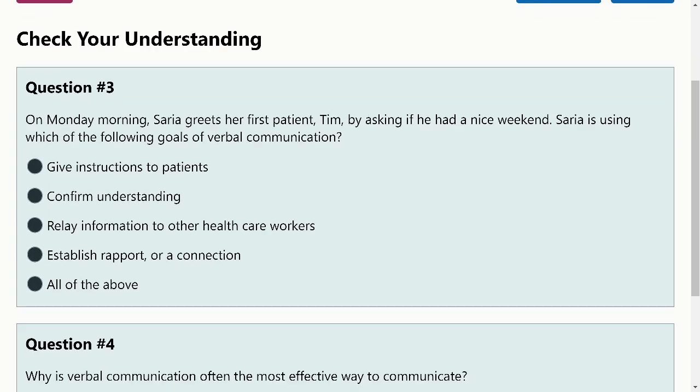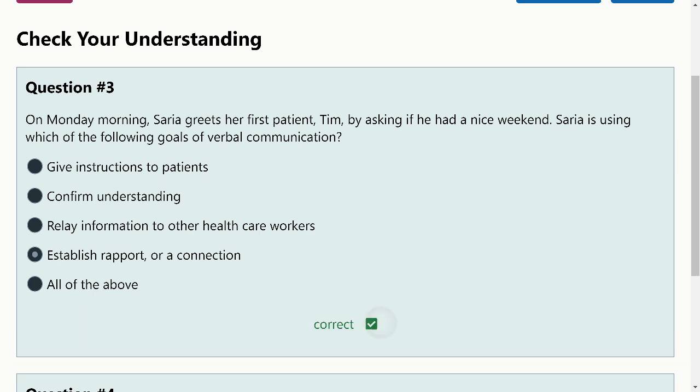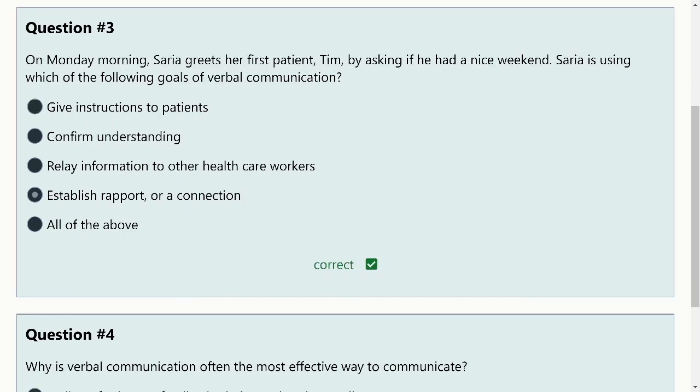All right, so on Monday morning, Soraya greets her first patient, Tim, by asking if he had a nice weekend. Soraya is using which of the following goals of verbal communication? Right. So you're going to establish rapport or connection. Because you go Monday morning, you're going to see your patient. You don't just bust up in there and just go to tell him what you're going to do. You at least say good morning. Did you sleep well? Something like that. So she's building that rapport or connecting with her patients.